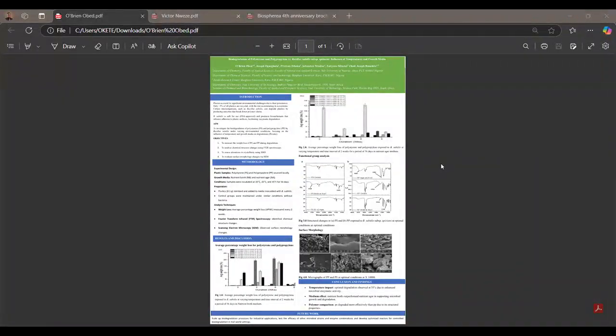From what we concluded in this research, we can observe that optimal degradation was observed at 35 degrees. In the average percentage weight loss, we observed that at 35 degrees, the weight loss of this plastic was more significant than at lower temperatures like 15 and 25. So the media also play a role in improving the biodegradability of this plastic.